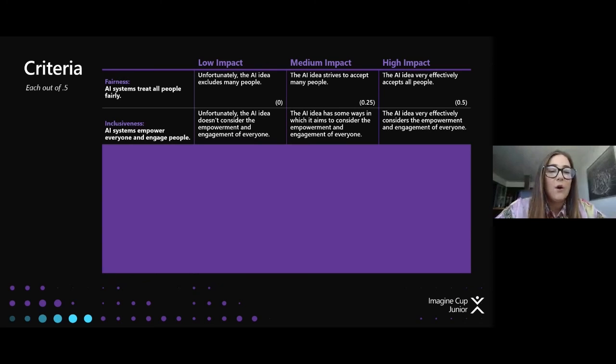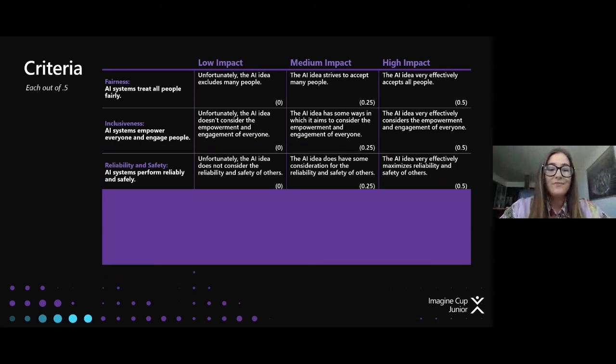Inclusiveness, so AI systems empower everyone, okay, and engage people. Unfortunately, you'll get no marks if you don't consider empowerment and engagement of everyone. You'll get half a mark if your AI idea in some way or another is aiming to consider everyone. And you'll get full marks if it is very effective and considers everybody, okay?